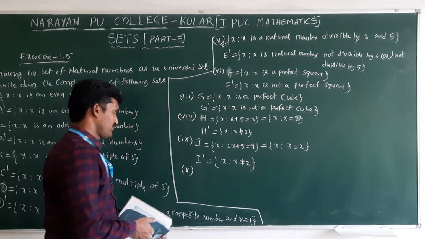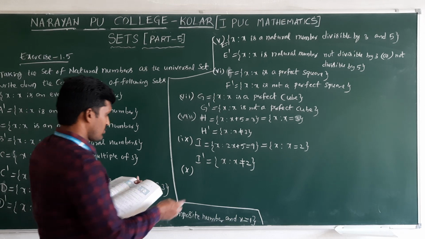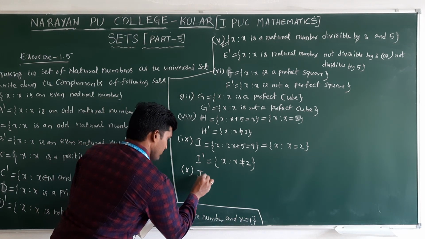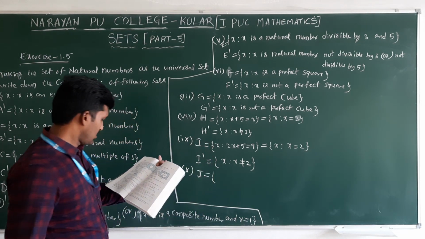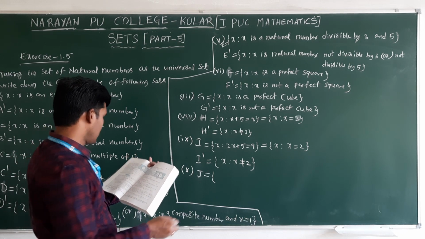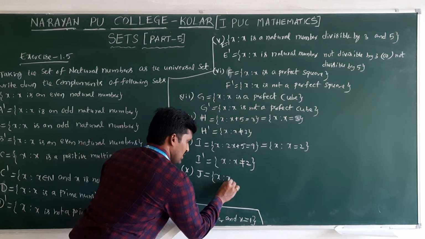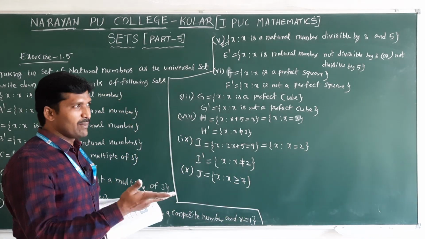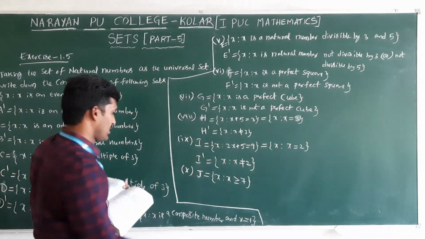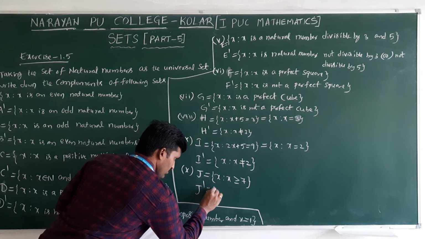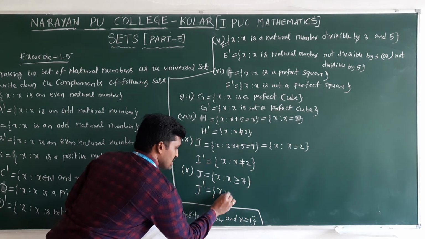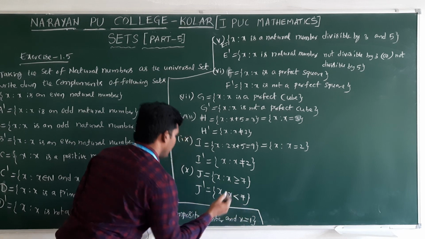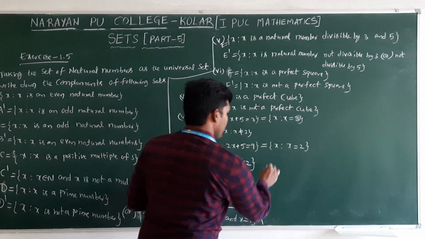10th question. What is given? Next, J. Taking symbols, they are not given symbols. x such that x is greater than or equal to 7. For this complement, what? Only less than. Okay? So J dash, x such that x is less than 7.